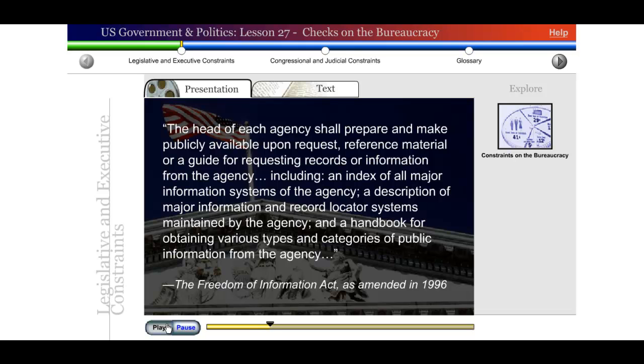The head of each agency shall prepare and make publicly available upon request reference material or a guide for requesting records or information from the agency, including an index of all major information systems of the agency, a description of major information and record locator systems maintained by the agency, and a handbook for obtaining various types and categories of public information from the agency. The Freedom of Information Act.